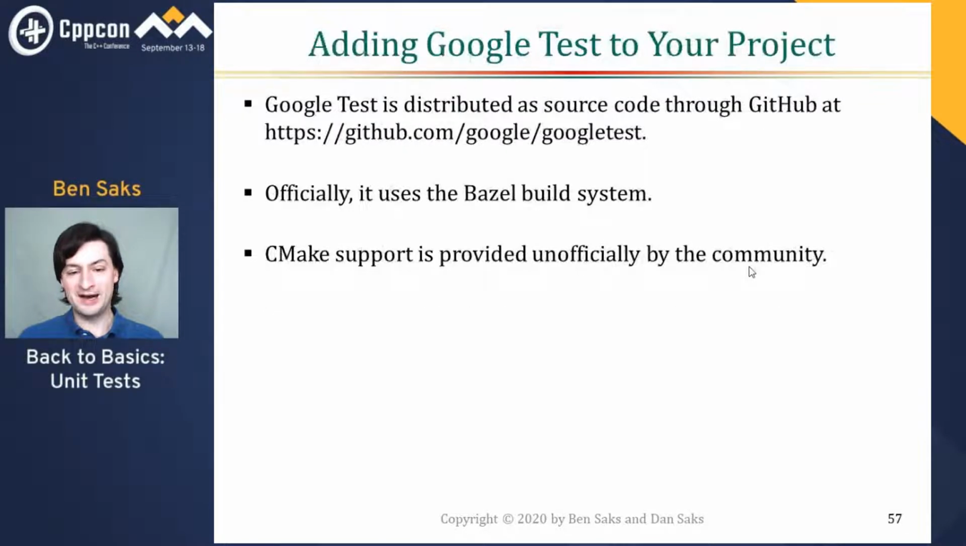So Google Test is distributed through GitHub at this address. Officially, the build system that it uses is Bazel. There's also CMake support provided on a community basis. It's unofficial. They don't promise that they won't break it, but it's generally pretty good.